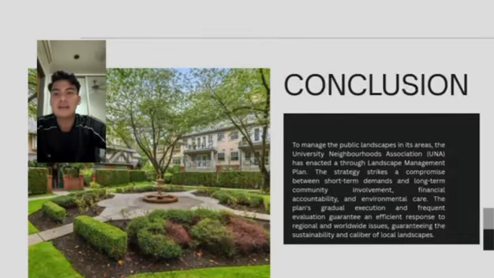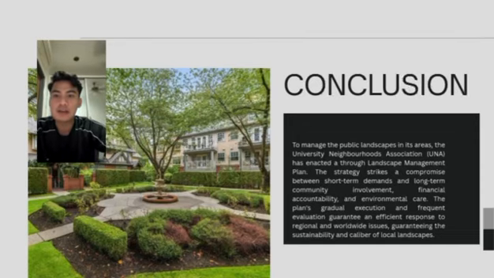The conclusion of this study is that to manage the public landscapes in its areas, the University Neighbourhoods Association, the UNA, has enacted a true landscape management plan. The strategy strikes a compromise between short-term demands and long-term community involvement, financial accountability, and environmental care. The plan's gradual execution and frequent evaluation guarantee an efficient response to regional and worldwide issues, guaranteeing the sustainability and quality of the local landscapes.